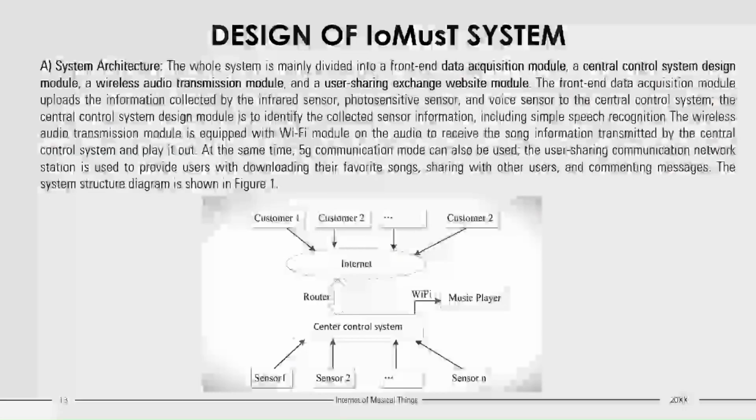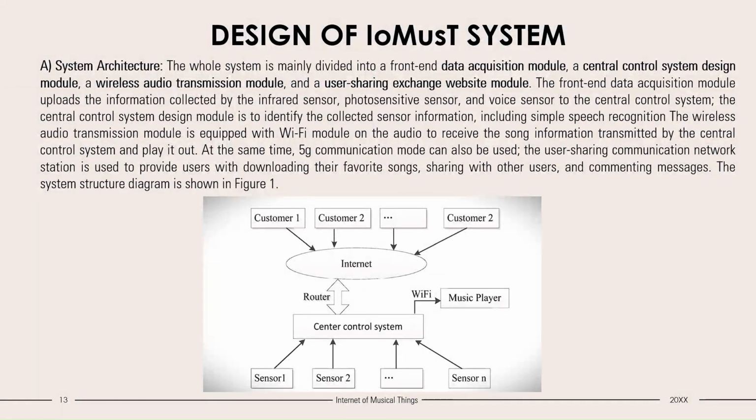Coming to the design of the IoMusT system, firstly we have system architecture. The whole system is mainly divided into a front-end data acquisition module, a central control system design module, a wireless audio transmission module, and a user sharing exchange website module. The front-end data acquisition module uploads the information collected by infrared sensor, photosensitive sensor, and voice sensor to the central control system. The central control system design module is to identify the collected sensor information, including simple speech recognition.